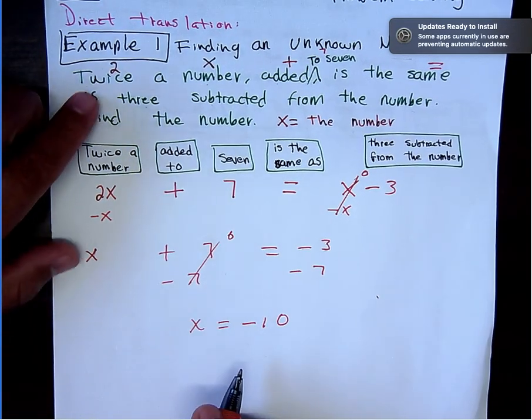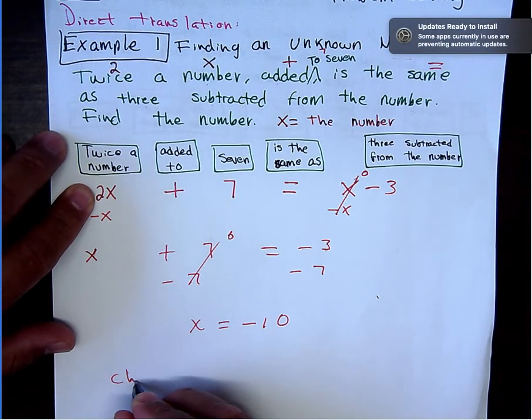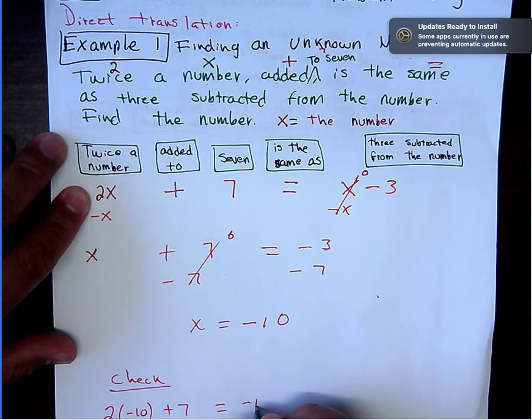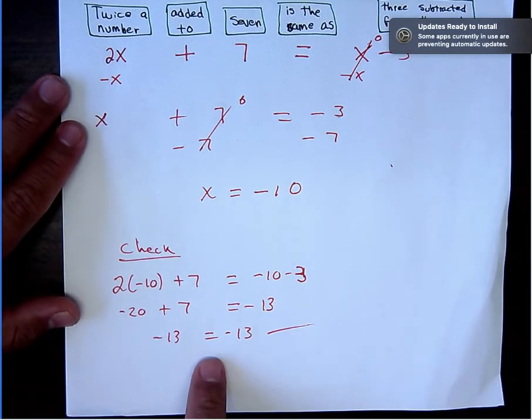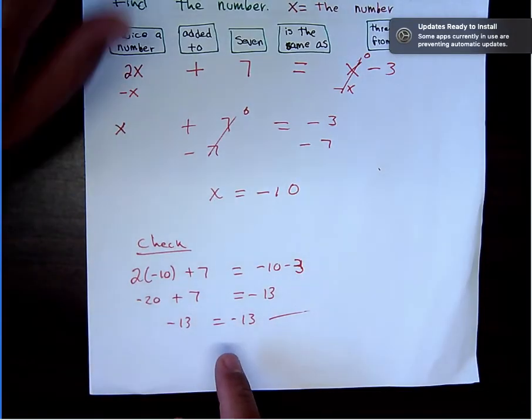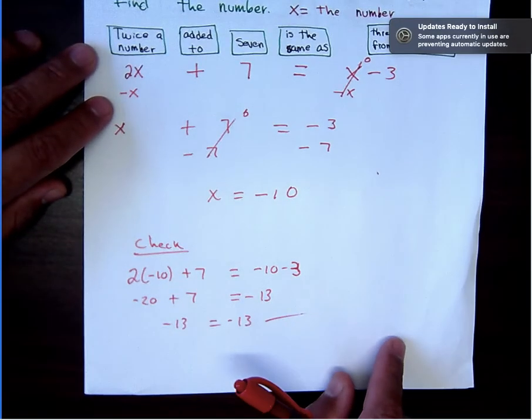If you want to check with this equation, I'm going to check. So 2 times negative 10 plus 7 should equal the same as negative 10 minus 3. So this gives me negative 13 on this side. 2 times negative 10 gives me negative 20, plus 7 gives me negative 13. So yeah, it checks. So it does check.